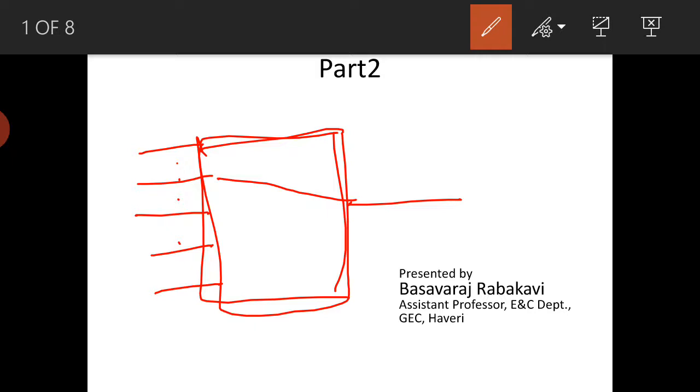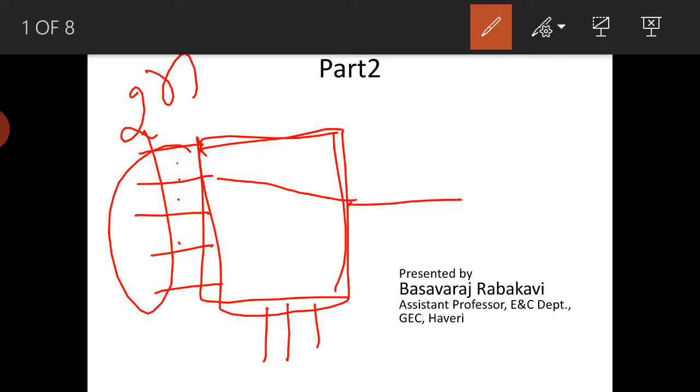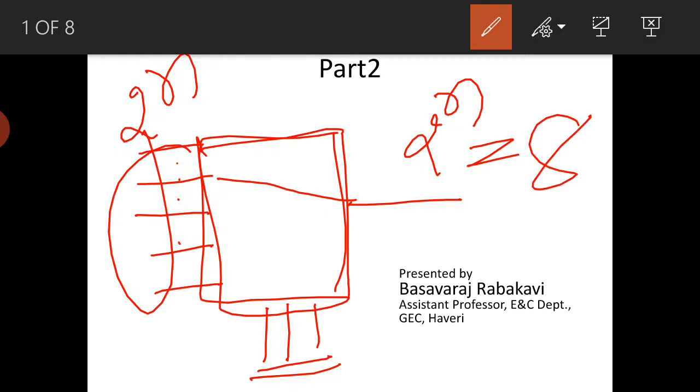The selection of the input is based on the select lines. If there are 2 raised to n inputs, then there will be n select lines. For example, if 2 raised to n is equal to 8, meaning 8 inputs, then n will be the number of select lines. Based on the select inputs, the multiplexer selects the input and passes it on to the output. That is the job of the multiplexer.